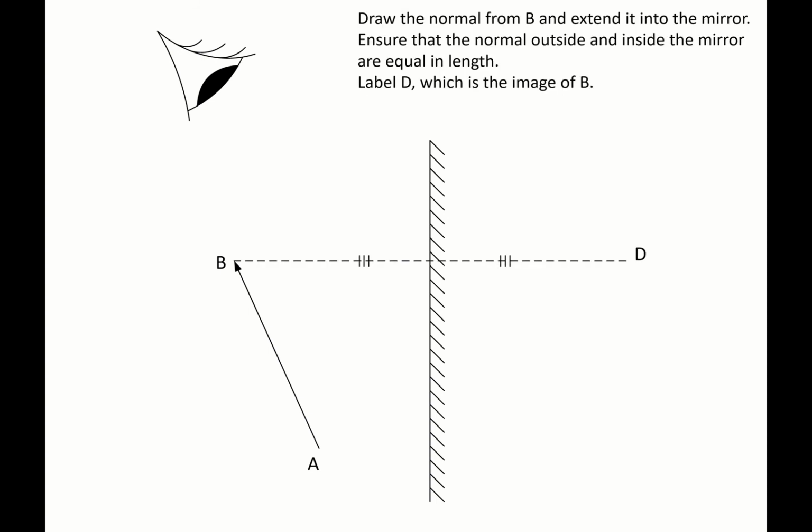So first, from point B of the object, we're going to extend a normal which is perpendicular to the mirror surface and extend it all the way inside the mirror. And then you're going to use a ruler to measure that the normal outside the mirror and the normal inside the mirror are equal in length. And hence the other end of the normal, we're going to label it D. And D is actually the image of B.